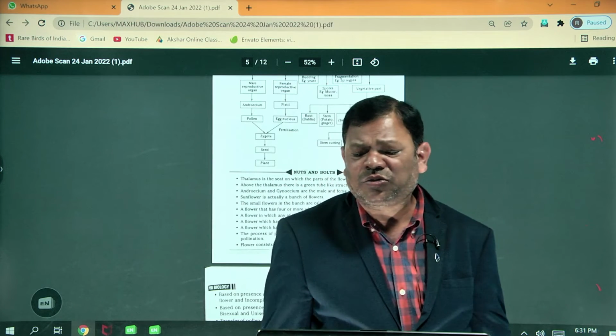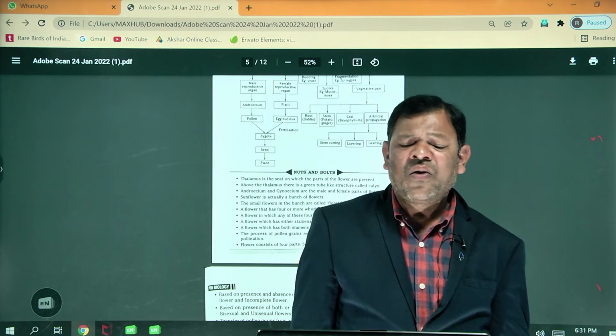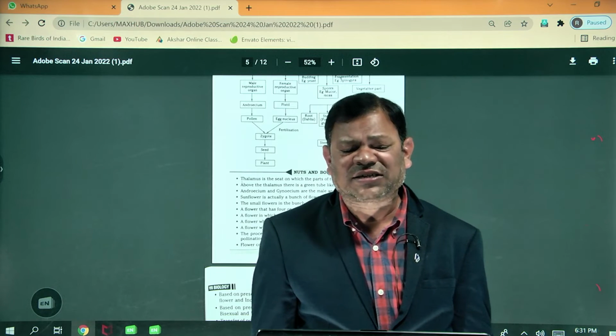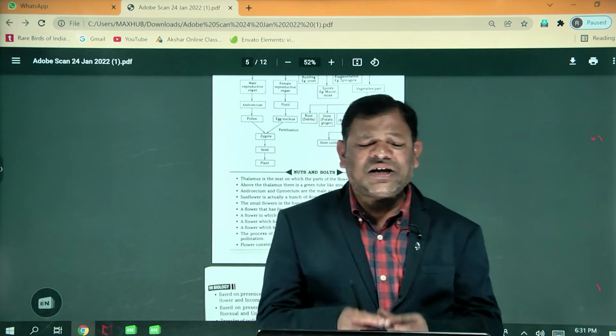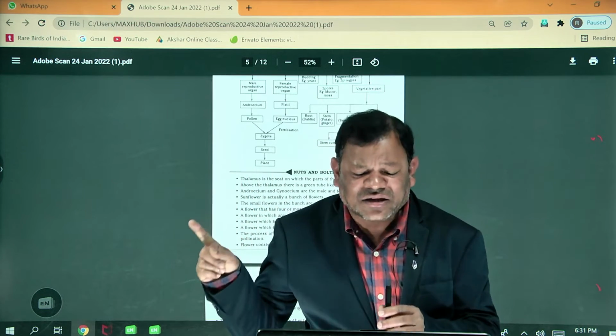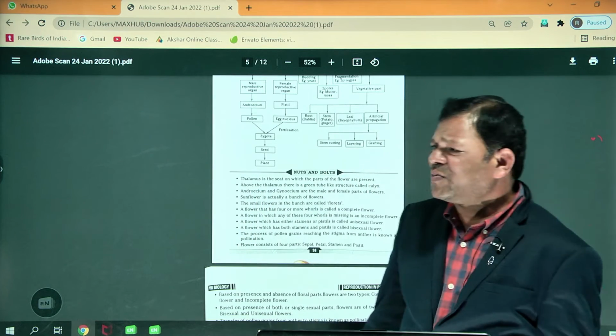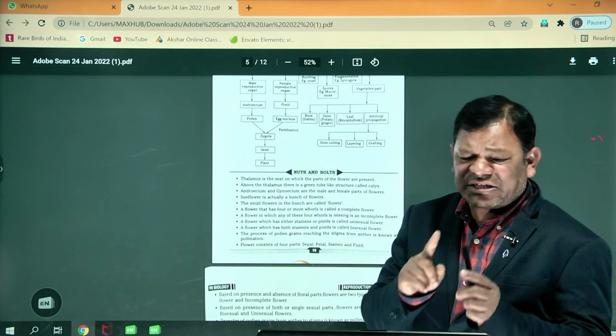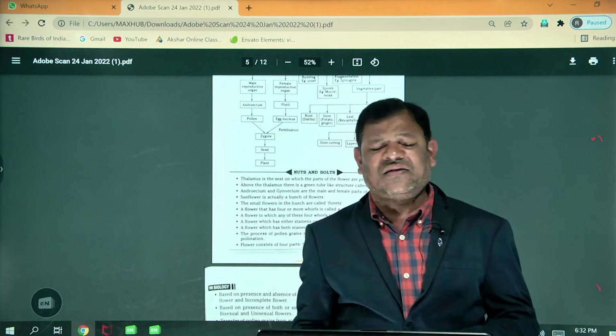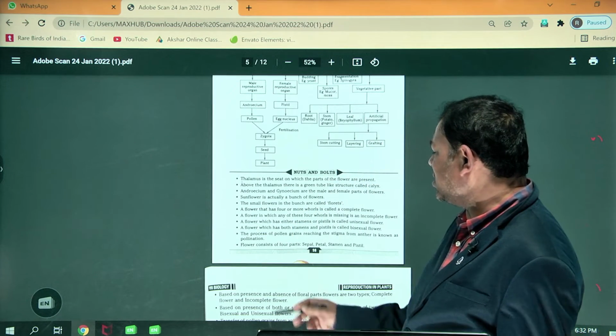In pollination, 2 types are present: one is self-pollination, the second is cross-pollination. Self-pollination means pollen grains reach from the anther to the stigma of the same flower. Cross-pollination means pollen grains reach from the anther to the stigma of another flower.